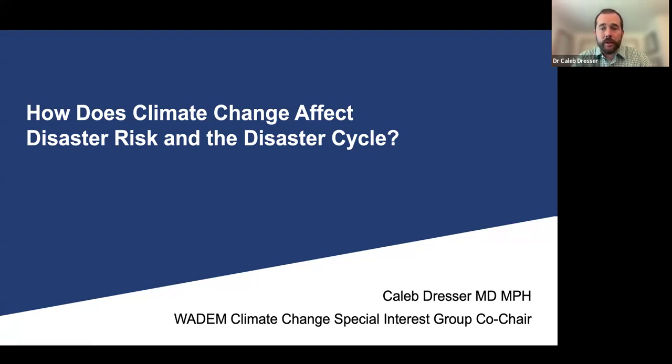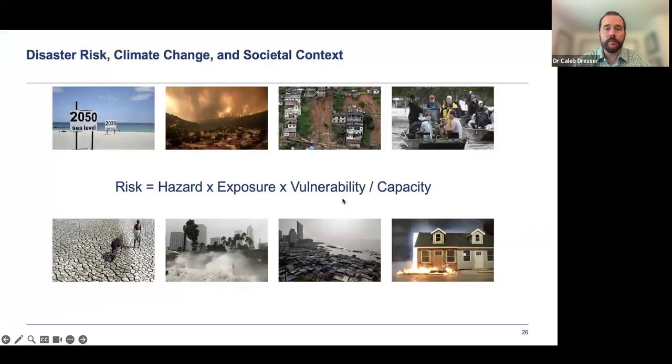I'm an emergency physician, and I also serve as co-chair of Wadham's Climate Change Special Interest Group. We're going to spend a couple of minutes today talking about how climate change affects the disaster risk equation and the disaster cycle, and how we can think about both of these in the context of climate change. Let's start with the risk equation.